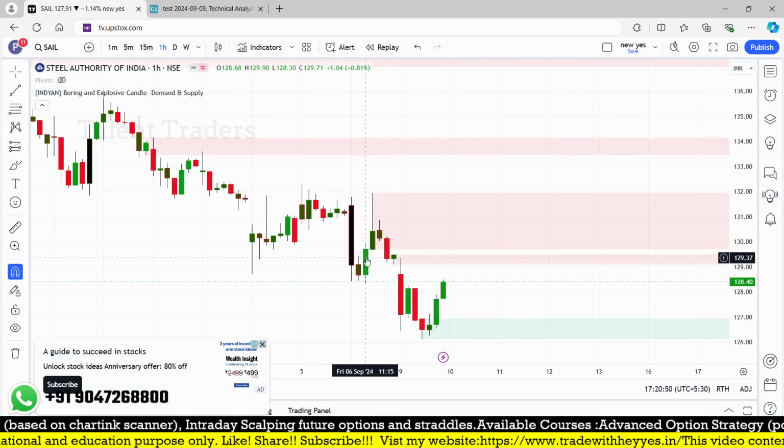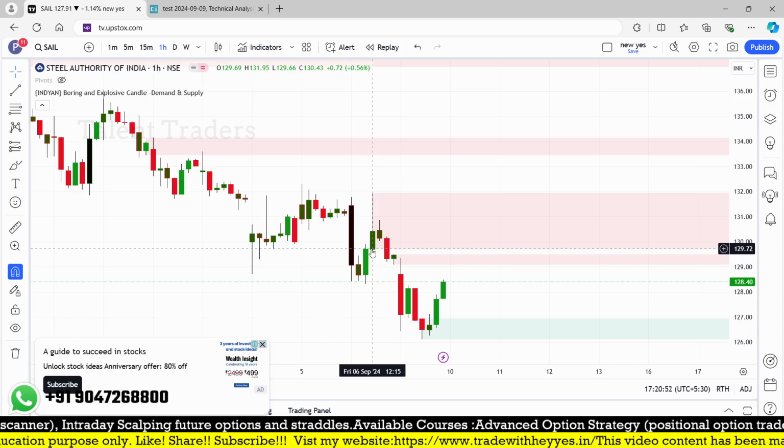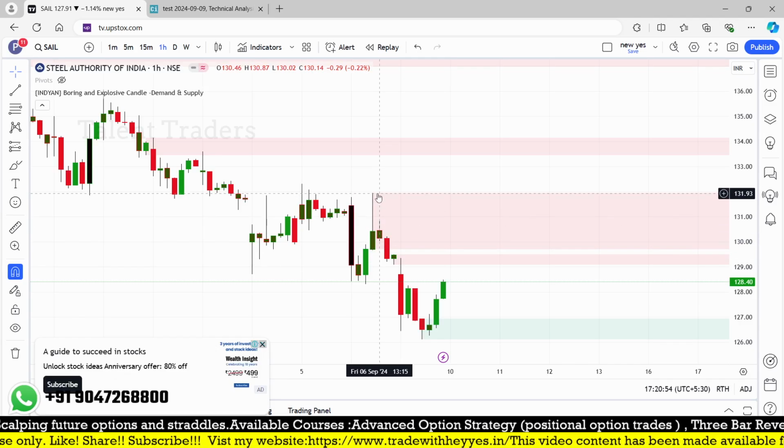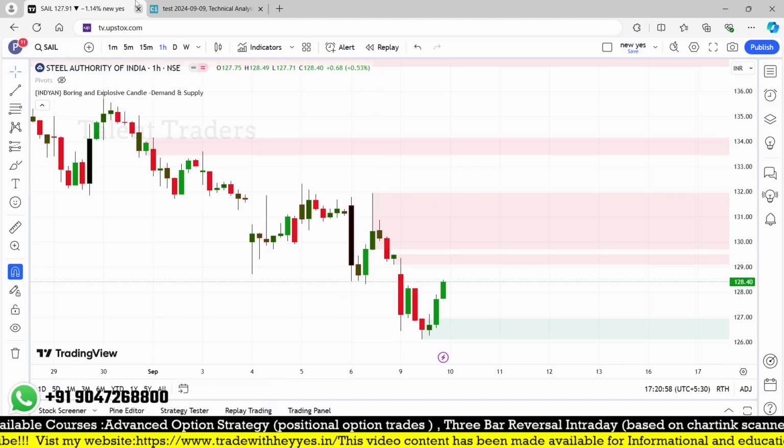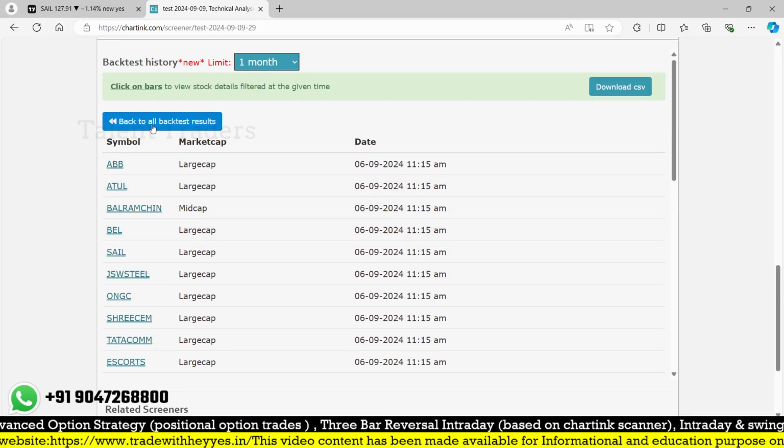This may be the pattern here, around 11:15 on the 16th. And after this candle at 129, it went up to 131, so near about 2.5 rupees it went up. So this is a pattern which I found. A long back test only we can check for a positional one.